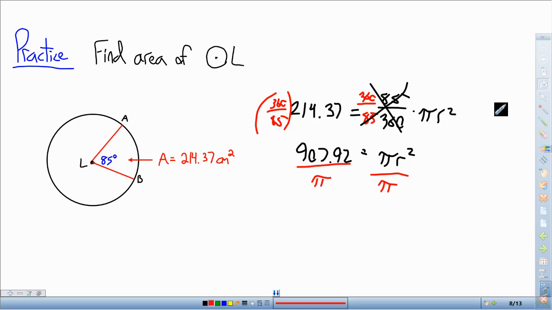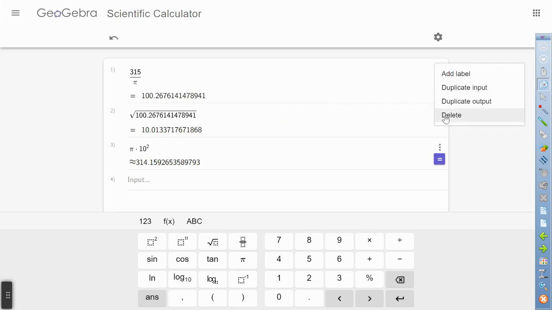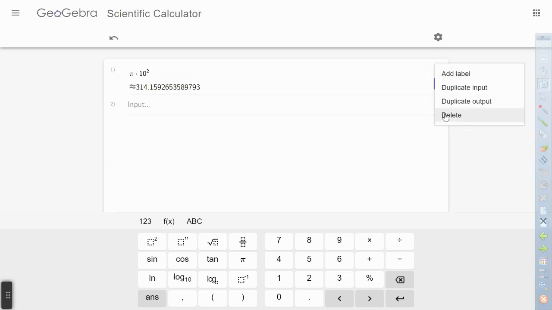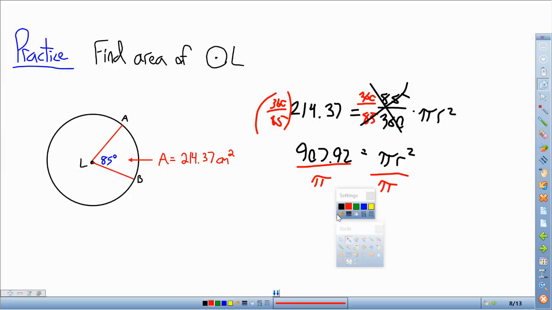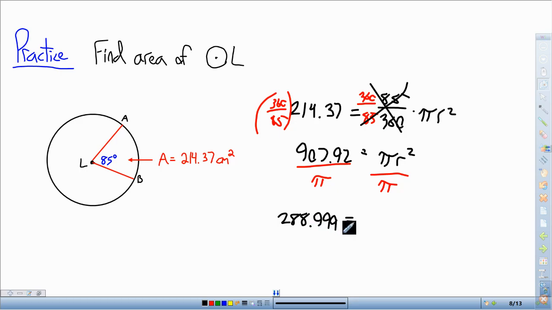All right, so let's go ahead and do this. I guess I'll do this on the GeoGebra calculator so everybody can see it. All right, so 907.92 divided by pi. So 288.999. I'm just going to write some of this out. Remember, I'm not rounding this because I'm not actually going to type this into my calculator. I'm going to use the answer button. Okay, that's what r squared equals. Now we can solve for r by taking the square root.